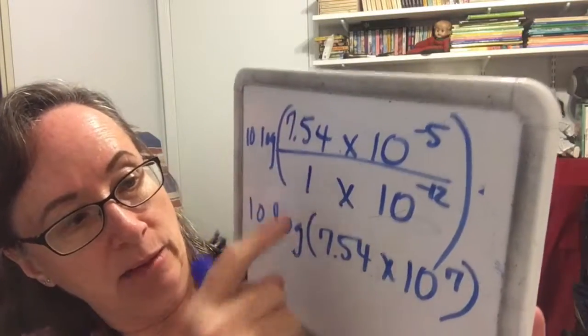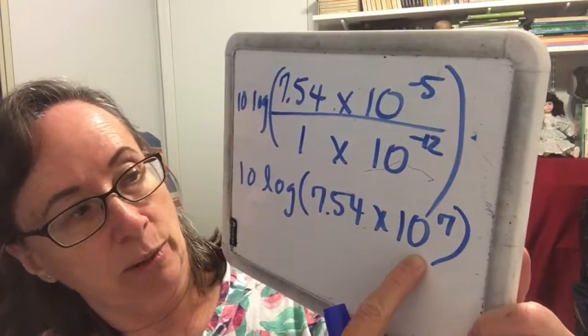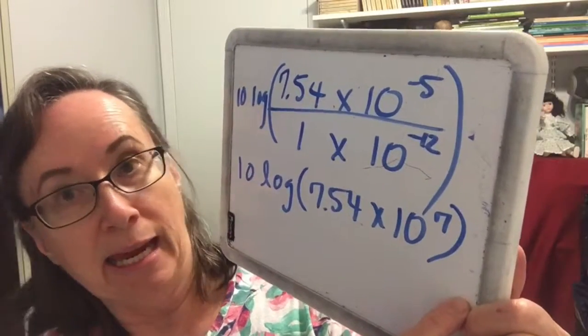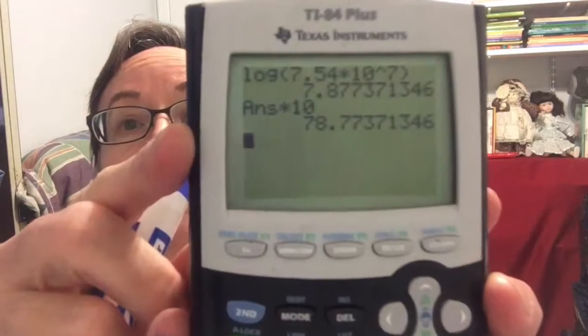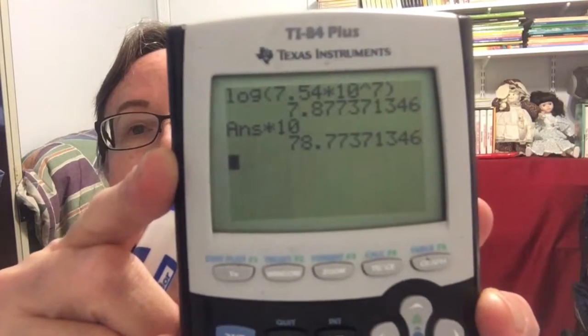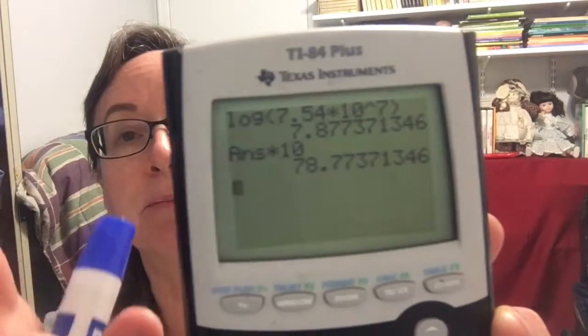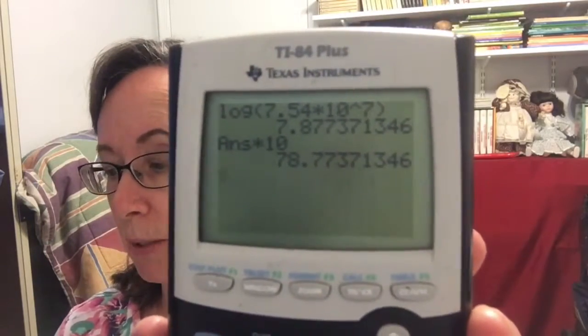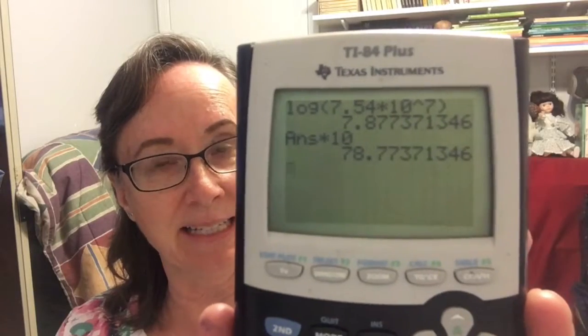And once we do that, we get this. And then, according to the formula, we just take 10 times the log of this, and we should get our answer. So when I plug that in, I put the logarithm in up here at the top, and then after I got the logarithm answer, I multiplied it by 10, and I got 78.77, and they rounded it in your book to 79. But that is how you do an intensity of sound problem or decibel problem.